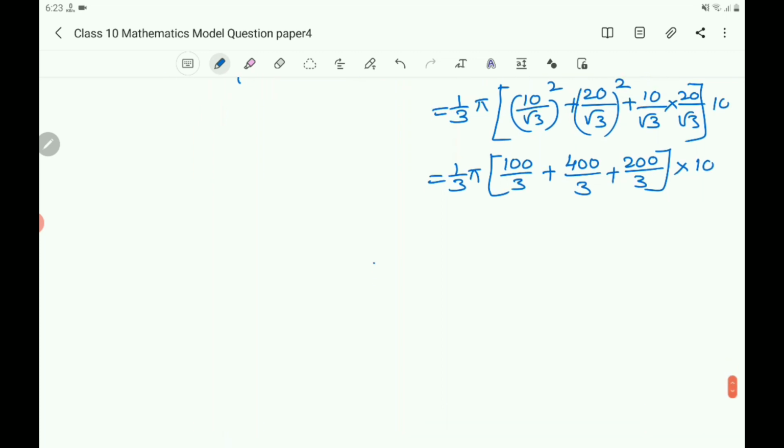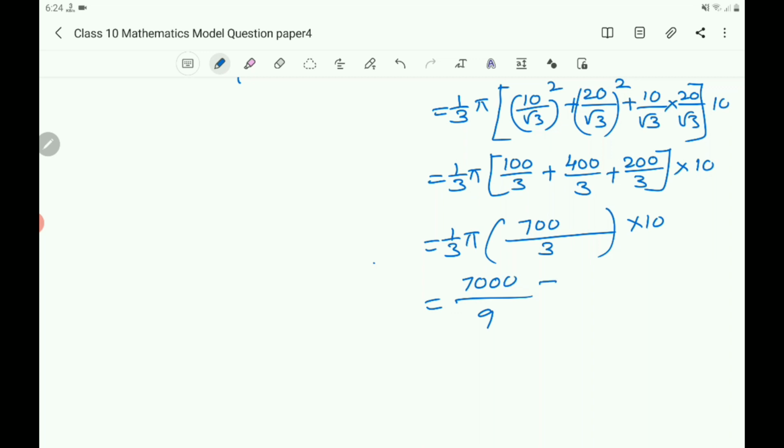Then 1 by 3 pi into, the LCM is 3, and add all these. It becomes 4 plus 1 is 5, 5 plus 2 is 7, 700 into 10. So you will get 1 by 9, write the product, 9. 700 into 10 is 7000 pi. Consider this is the third one.